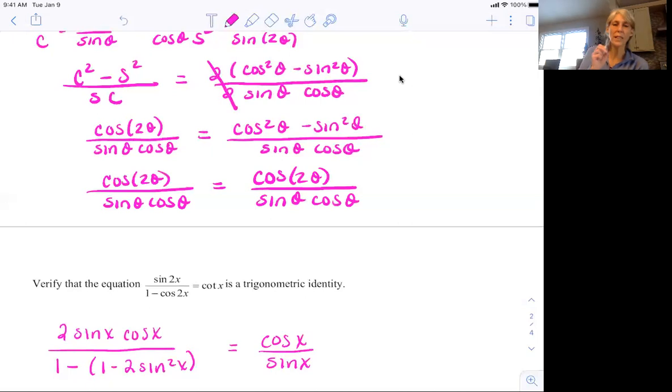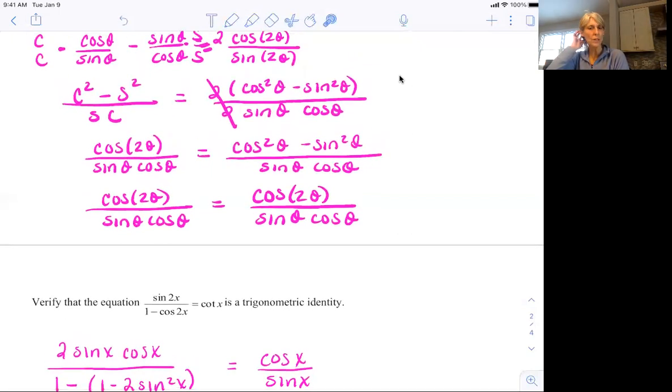I would just want to point out really quickly, I can't cancel anything because this is a single theta and this is a double angle. So be really careful of that when you're working through these types of examples. When it's sine squared over sine, you can do it. But when you have a multiple angle inside, you can't cancel things out. So we made it check, so we're done.